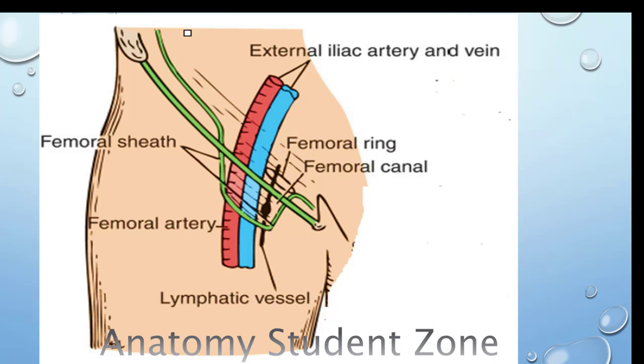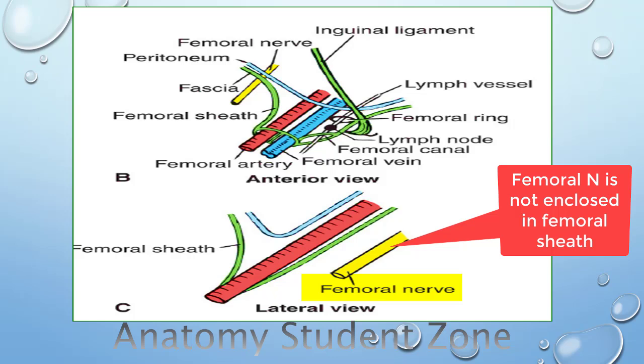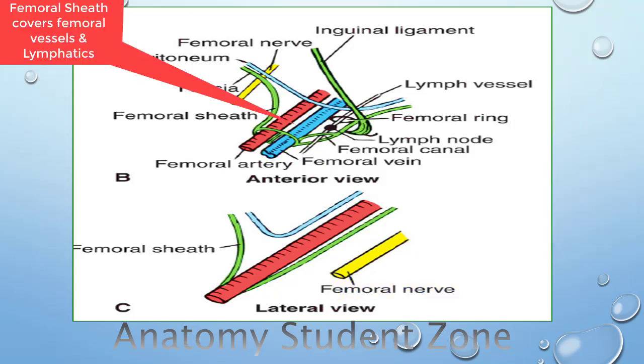So dear friends, remember that the femoral sheath doesn't cover the femoral nerve. The femoral nerve is outside this sheath, so it is not a content of this sheath. The femoral sheath is going to cover just the femoral vessels, which include the femoral artery and vein, and besides the vessels, this sheath is also going to cover the lymphatics, but the femoral nerve is outside this sheath.